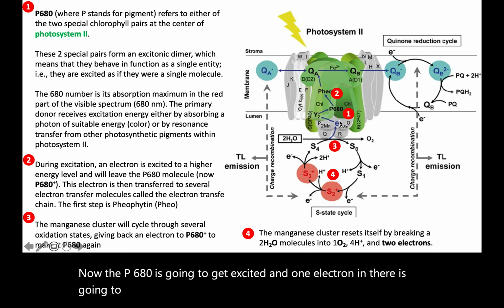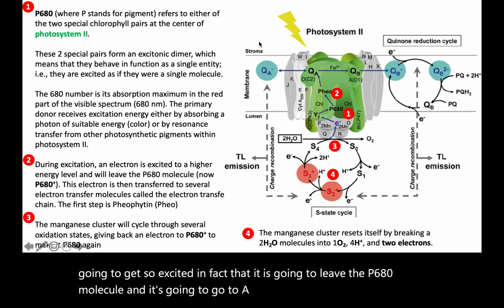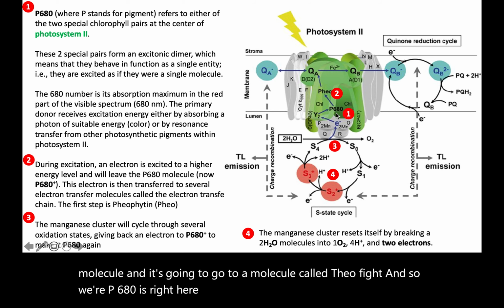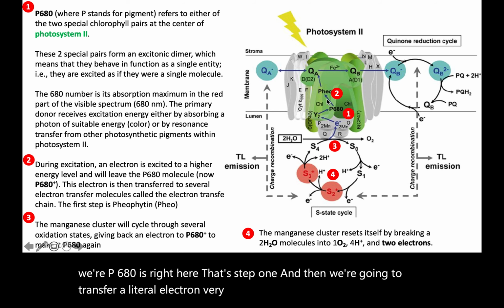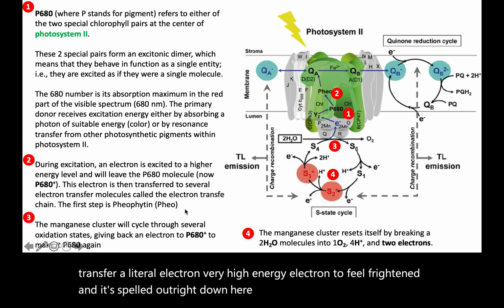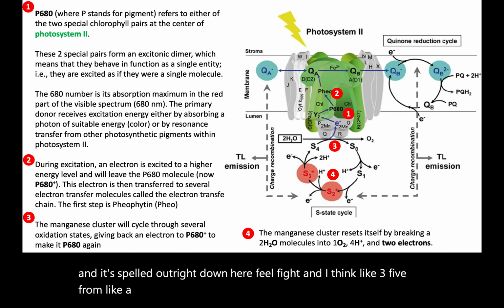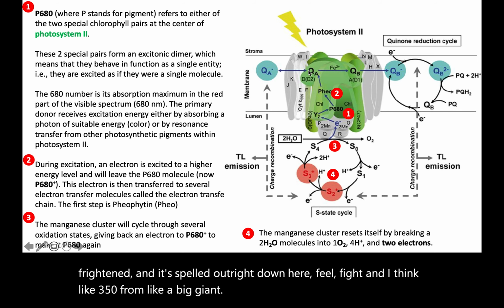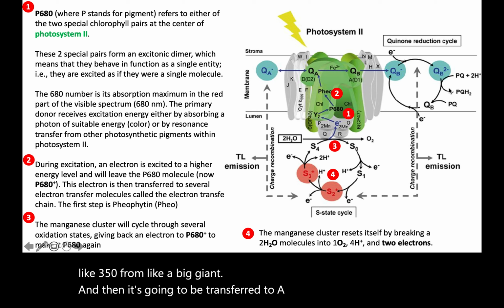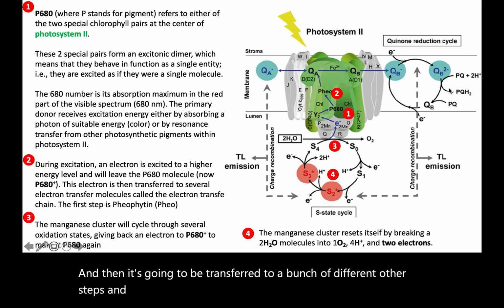so excited, in fact, that it is going to leave the P680 molecule, and it's going to go to a molecule called pheophytin. So where P680 is right here, that's step one. And then we're going to transfer a literal electron, a very high energy electron, to pheophytin. And it's spelled out right down here, pheophytin. I think like fee, fi, fo, fum, like a big giant. And then it's going to be transferred to a bunch of different other steps. And each time it's going to go down in energy a little bit.